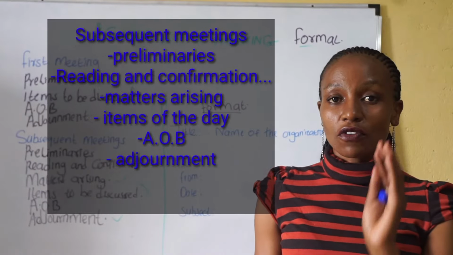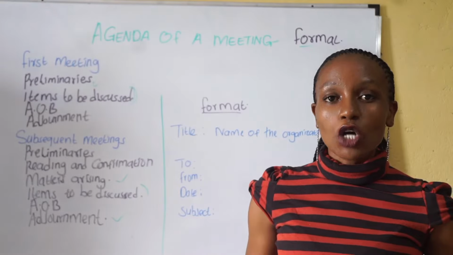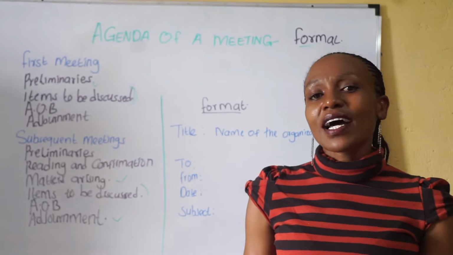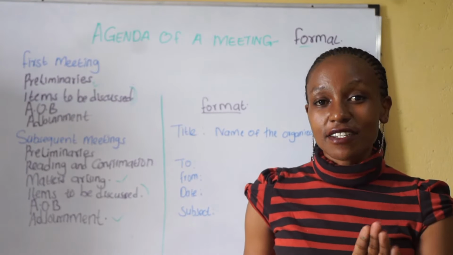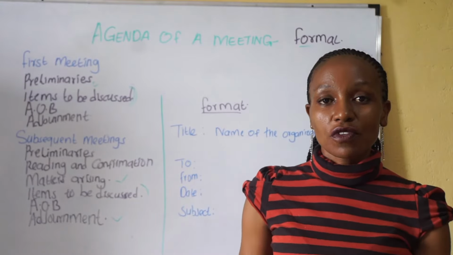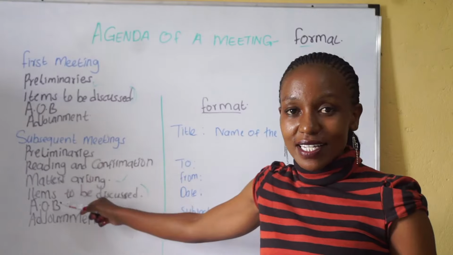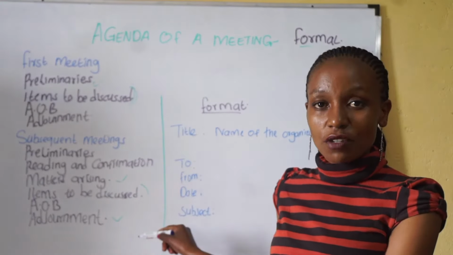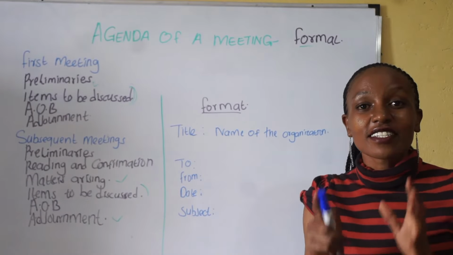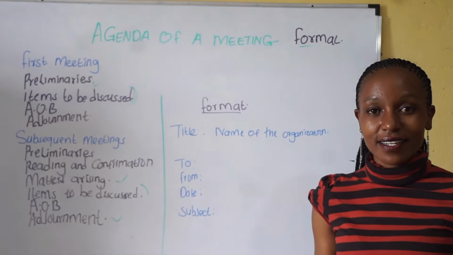Could be 3 or 4 or 5, depending on what the club intends to discuss. But if you're writing for the sake of your examination, have at least 4 items. You can have 5, but don't have too much of it. After that, you're going to have the any other business, and finally the adjournment. The format of the agenda is very simple. You just need to understand and master it.